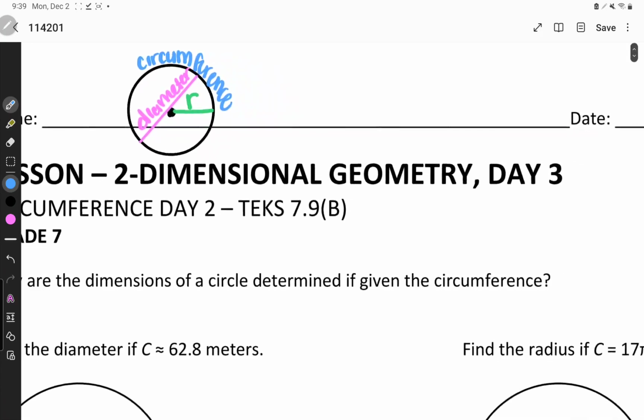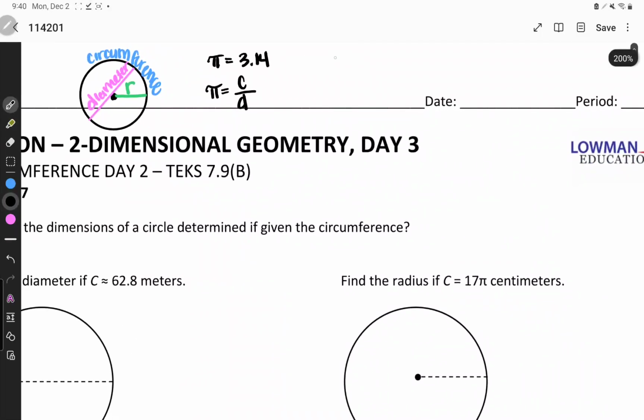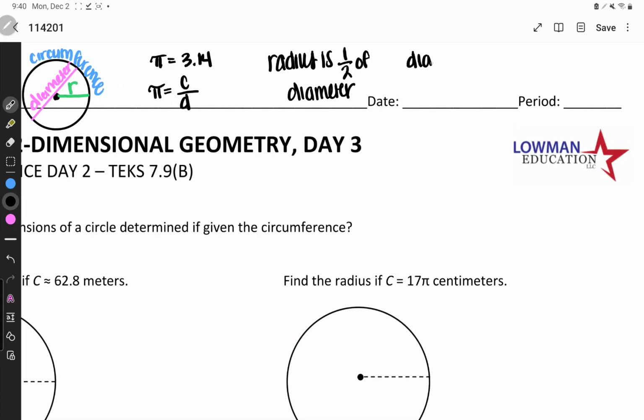We have also learned about pi. We know that pi equals 3.14. And we also know that pi is a ratio of circumference to diameter. We've also learned that radius is half of the diameter. And we know that the diameter is double the radius.